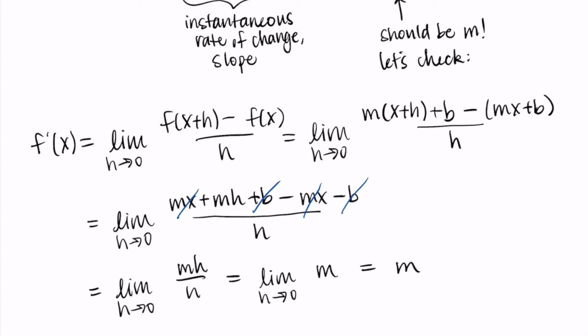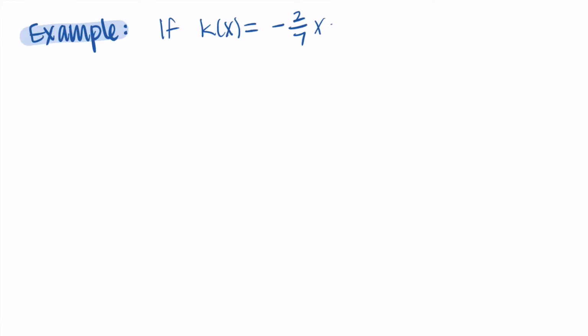As a final way to solidify what's going on here, let's do an example with an actual equation of a linear function. So let's say we have a function k of x equals negative 2/7 x plus 12. This is a linear function. It's written in slope-intercept form, mx plus b. The task I'm going to ask you to do is to find k prime of x. So find the derivative of k. So take a second, pause, think about what you have learned and what you think this is. What is the derivative of k?